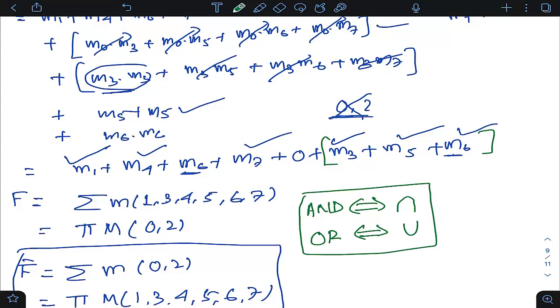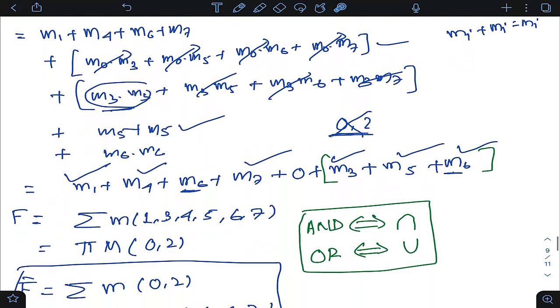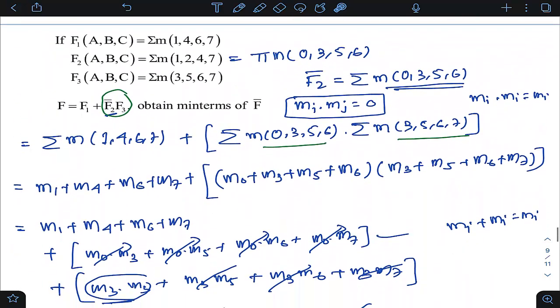Whenever you get any questions where different functions are defined with respect to certain min terms or max terms, and you are supposed to find the min terms or max terms of another function which is related to these functions, this concept is very handy. You can simply make use of the union and intersection concept. It will give you the final answer. I hope this logic is clear to all of you, isn't it?